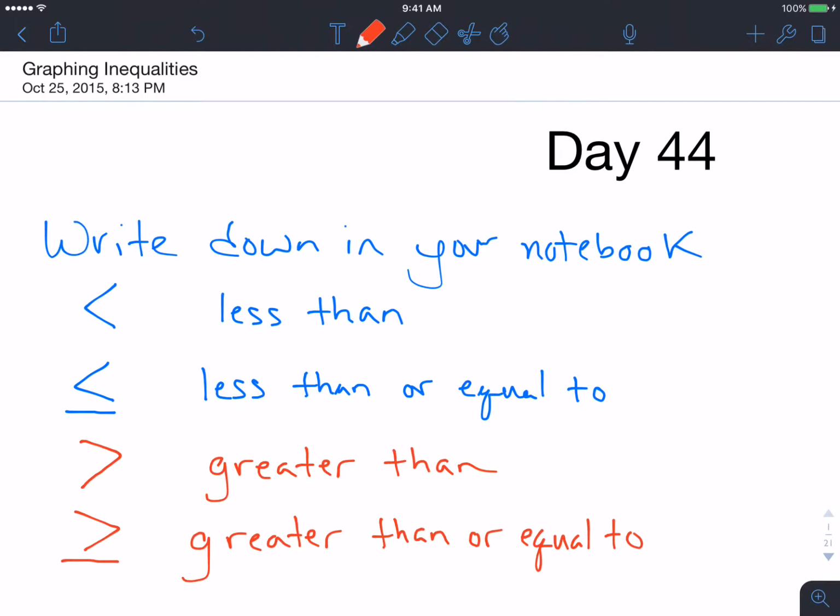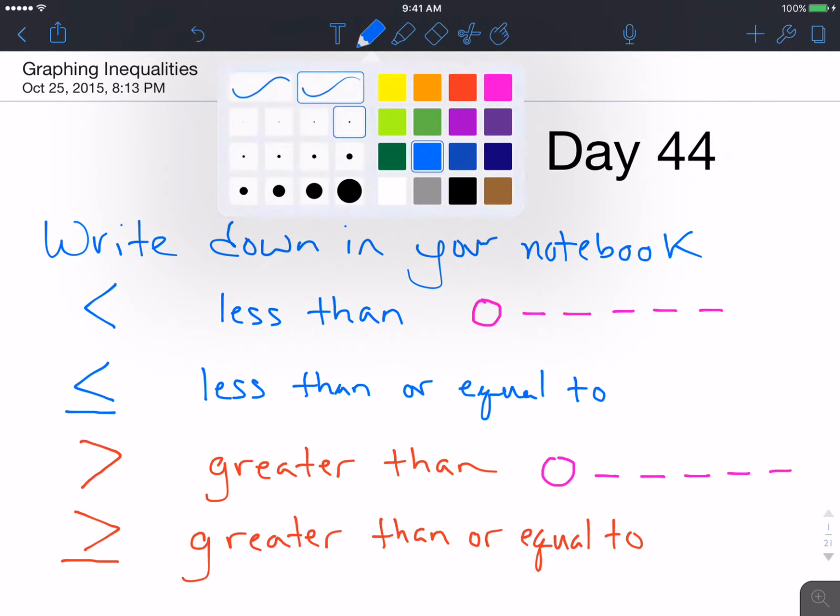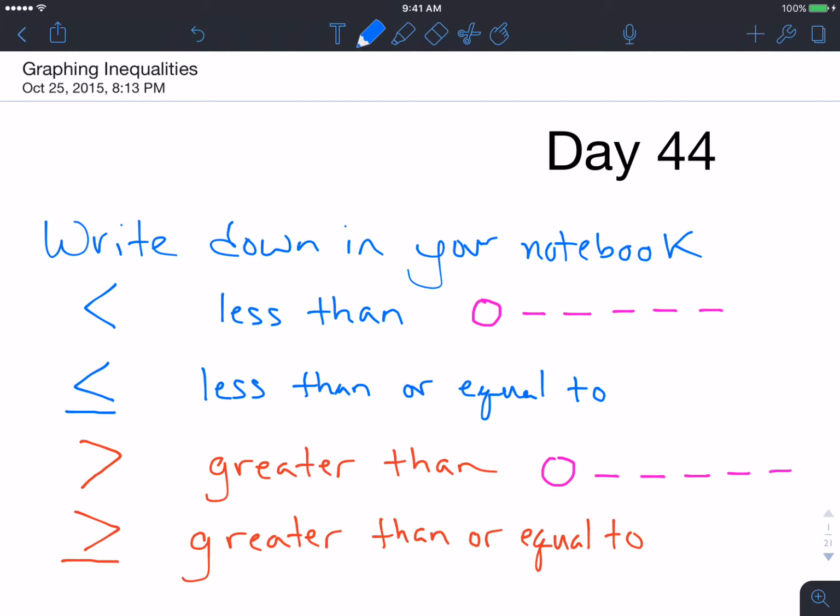Something that might not make complete sense right now, but we'll take a look at it. If it is less than or greater than, you will always use either an open circle or a dashed line. Whenever you have less than or equal to or greater than or equal to, you will actually use a closed circle and a solid line.